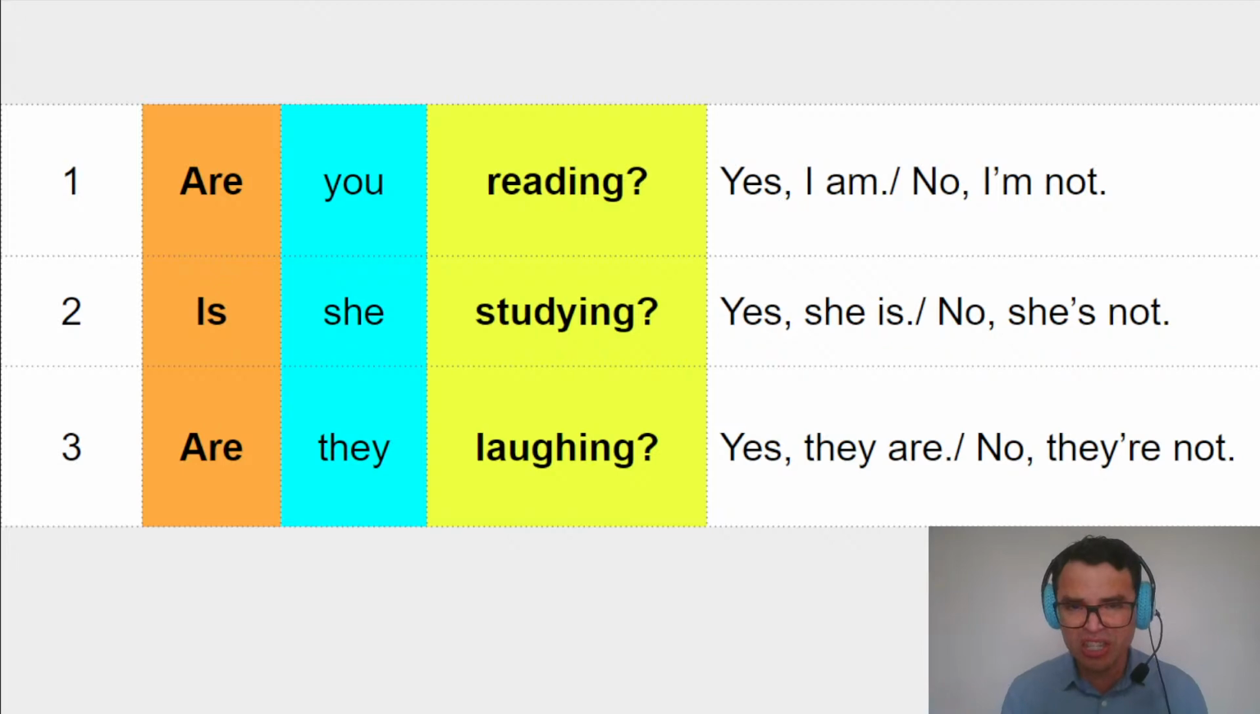Number 2. Is she studying? Short answer. Yes, she is. No, she's not. Number 3. Are they laughing? Short answer. Yes, they are. No, they're not. So this is how you can make questions and answer questions, yes, no questions, using the present continuous.